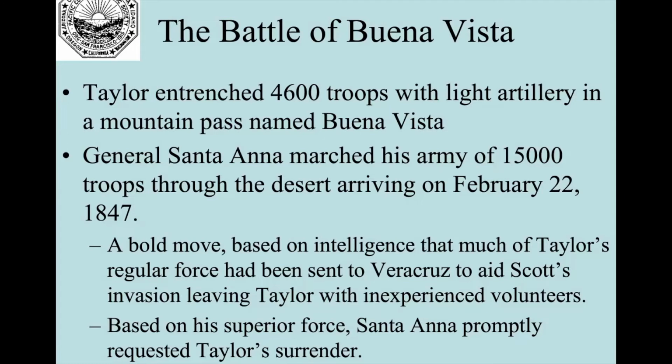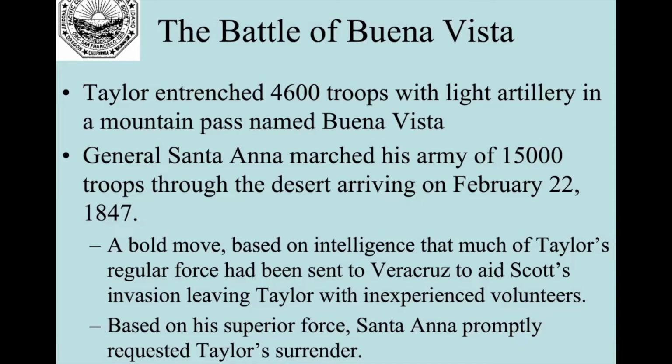And so he had mostly just light artillery, and he was in this pass on the high ground, and Santa Anna had spies, of course, and one of his spies got wind of the fact that most of Taylor's army was not there anymore and was on the way down to Veracruz to meet Scott. And so, in a rather bold move, he marched his 15,000 troops through the desert, losing many of them to desertion, because it was pretty awful. I guess it was hot, even though it's winter.